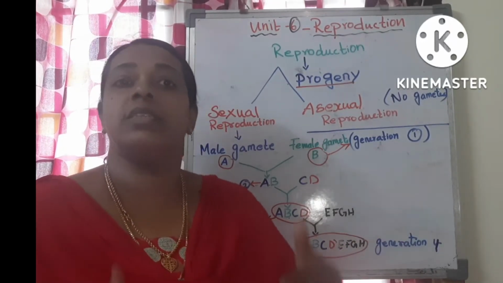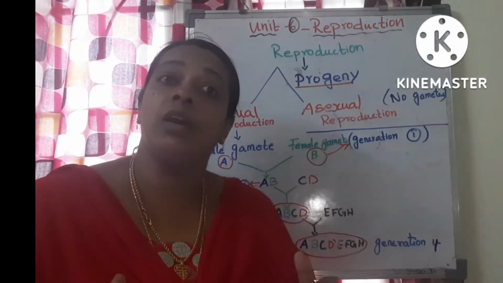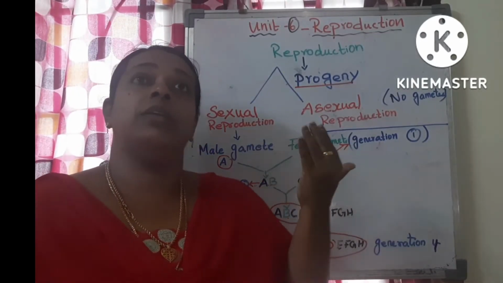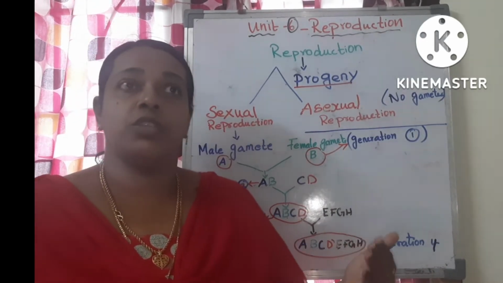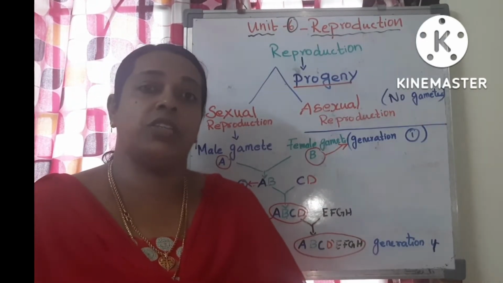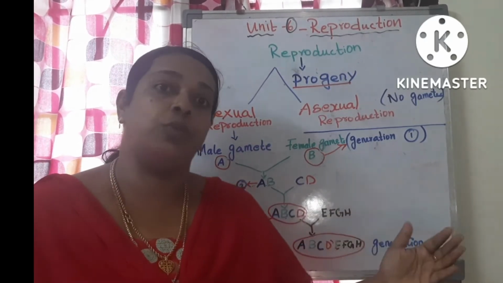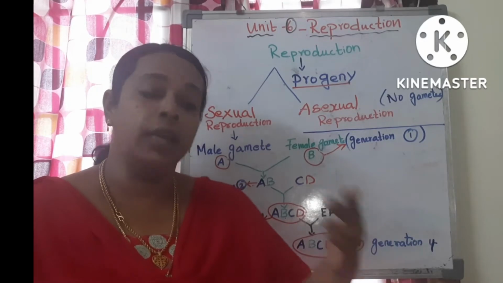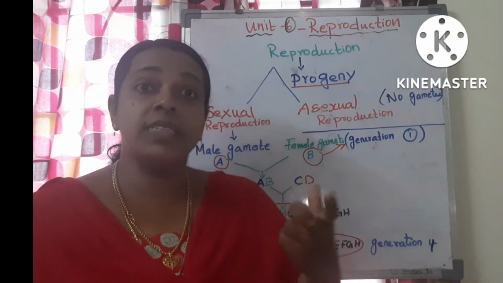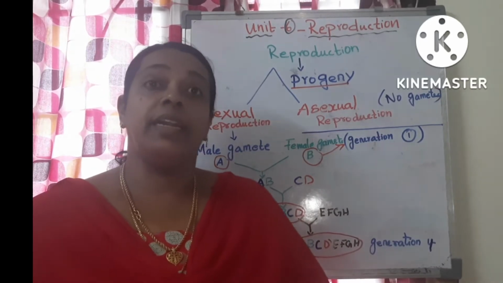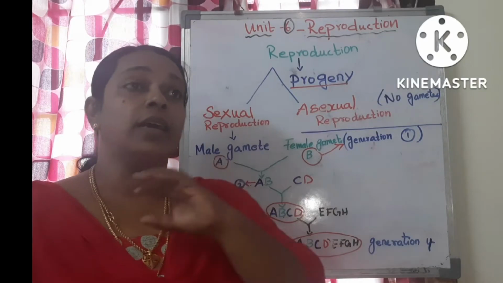Only because of this, the species survives for many million years, unless there is extinction. Natural extinction or anthropogenic extinction aside, the species will not go extinct. It will continue to live for many years. So what is this extinction? What is the meaning of the word extinction? Death of all members of that species is known as extinction.